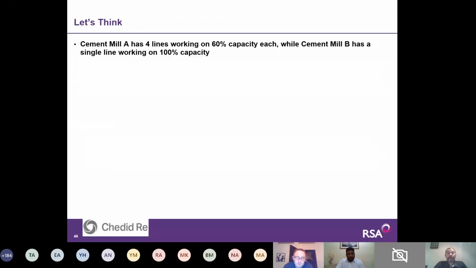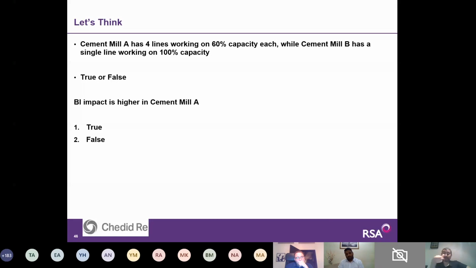Cement mill A has 4 lines working at 60% capacity each, while cement mill B has a single line working at 100% capacity. Okay, true or false? Business interruption impact is higher in cement mill A. True or false? Cement mill A has 4 lines, while cement mill B has only 1 line, working at 100% capacity.